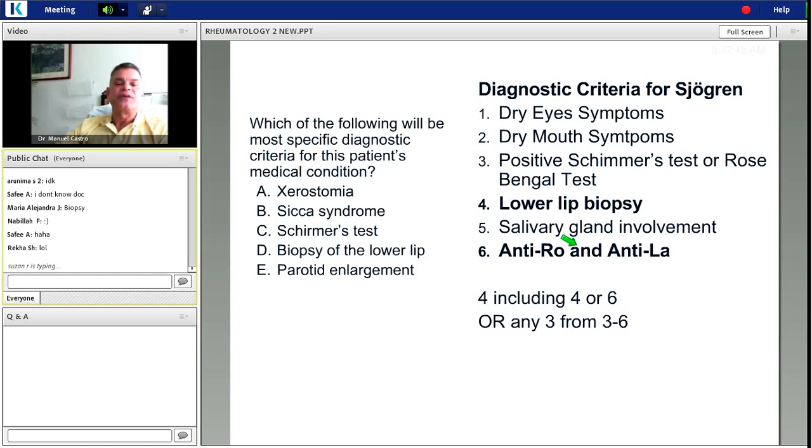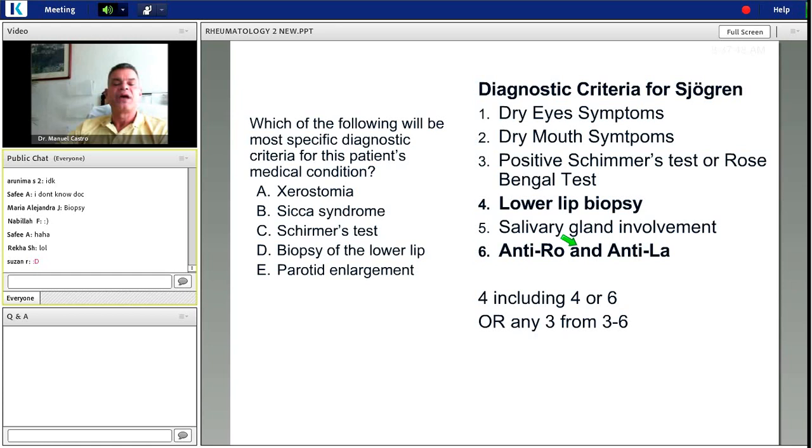So, diagnostic criteria for Sjogren's. Let's talk about them, okay? Either dry eye symptoms, dry mouth symptoms, positive Schirmer's test or Rose Bengal test, lower lip biopsy, and as you can see, I've put this in bold because it is very important. Yes, the answer is biopsy of the lower lip, Susan. Salivary gland involvement is another criterion. And then anti-Ro and anti-La is another criterion.